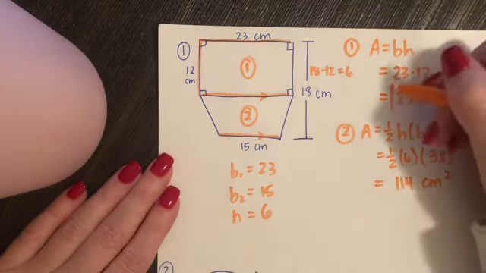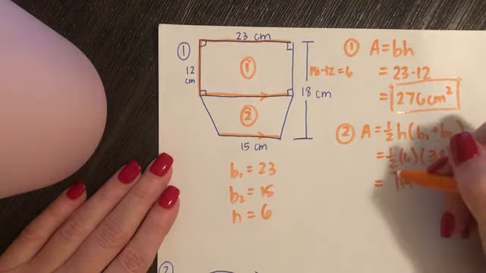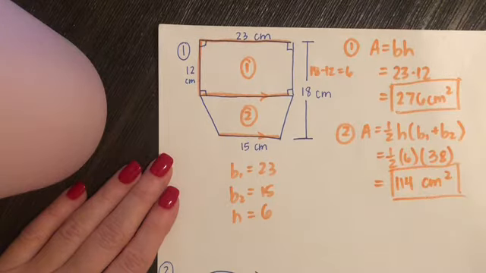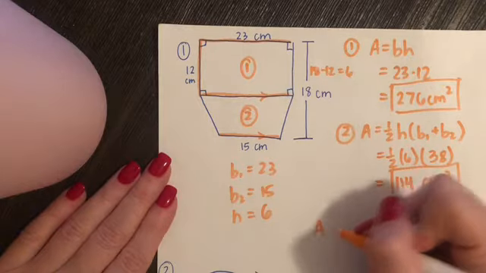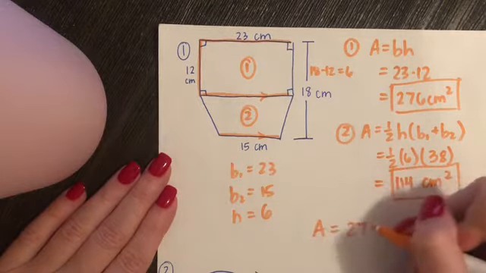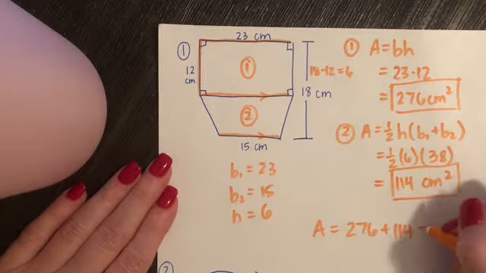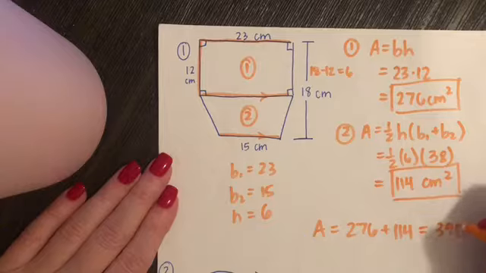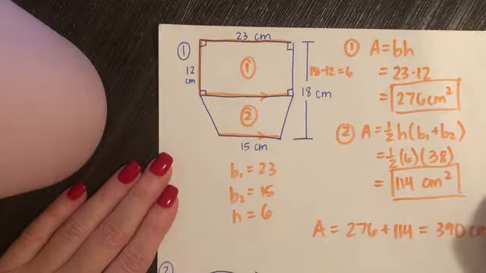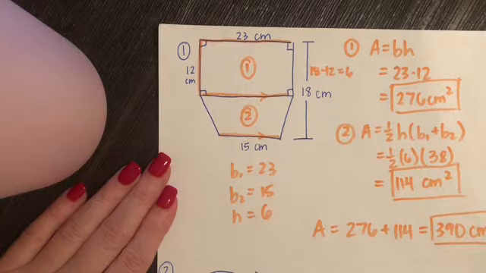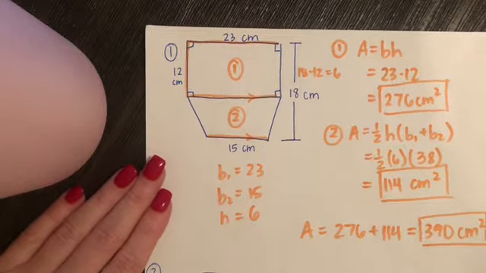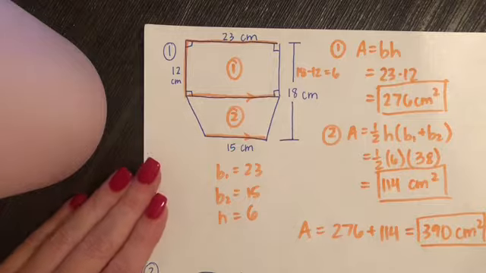So we have the area of the first section, the area of the second section. The last thing I need to do is find the sum. So the total area equals 276 plus 114, and that's a total of 390 square centimeters. If you need to, you can pause the video and ask Coach Baldwin questions.